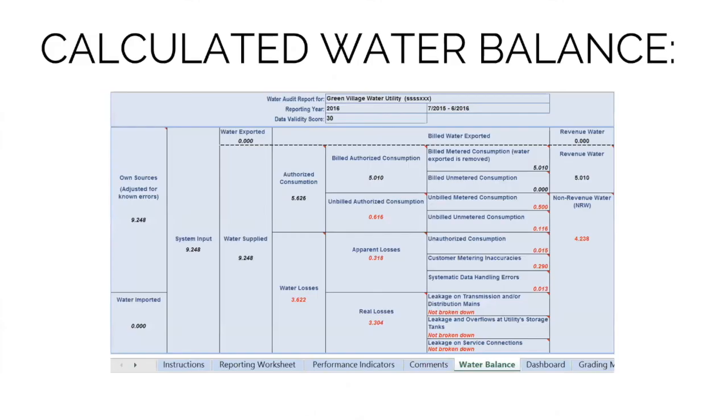You'll also get a water balance. This is essentially a sort of semi-graphical layout of the volumes of water in each category. The numbers in red are non-revenue water. And as you can see, this is sort of laid out from left to right, like the audit is from top to bottom, starting with the inputs and ending with whether the water in each category generates revenue or does not.